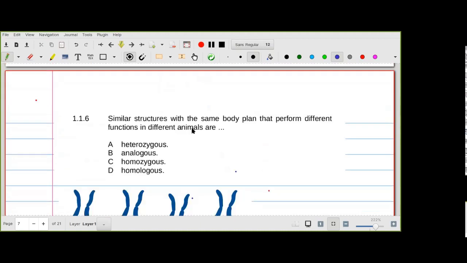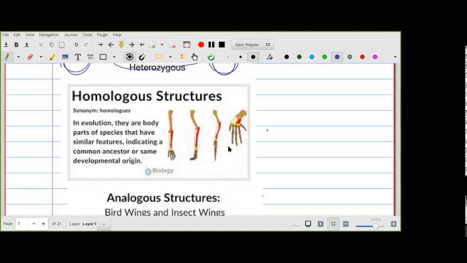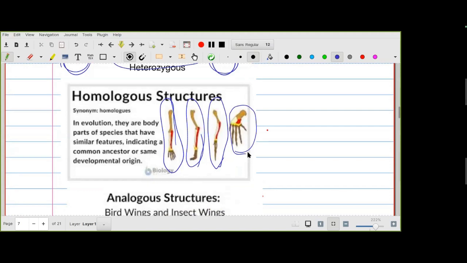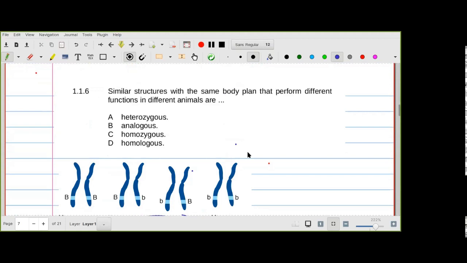And then the other one that they give here is homologous structures. So homologous structures is typical of our arm, and the bones in our arm, we can find the very same bones in the leg of a cat. We can find the same structures in the wing of a bird, and we can find those very same bones in the flipper of a whale. And so those are homologous structures. They have a common ancestor, and then as we evolved, these structures became different to better suit our environment. And so those are homologous structures. So the correct answer to question six is D, homologous.